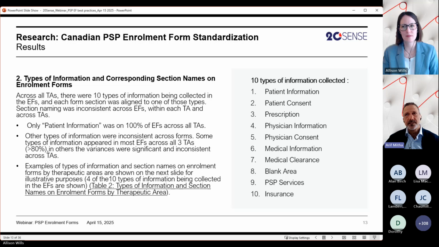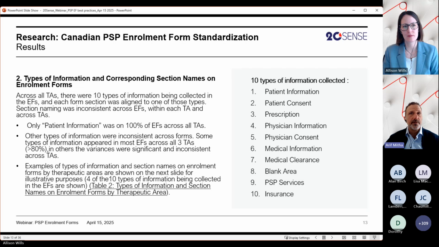Patient information, patient consent, prescription, physician information, and so on. Across all therapeutic areas, there were the 10, and each form section was aligned to one of these types. The section naming was inconsistent across enrollment forms within each TA and across TAs, and on the next page we have examples. Only patient information was on 100% of the forms, so they all had a patient information section.